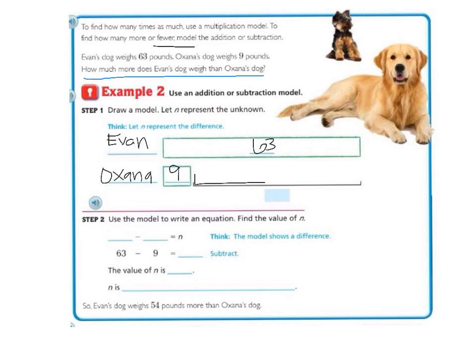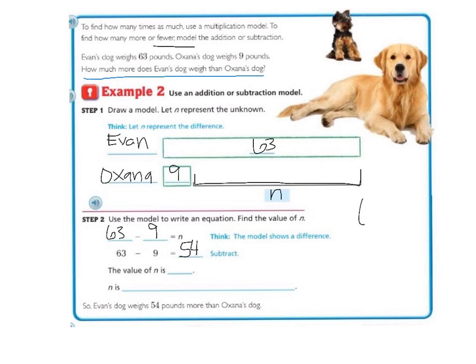And we want to know what the difference is. And we're going to call that n, because we don't know what it is. So in order to find the difference, we're going to subtract. So 63, Evan's dog, minus 9 for Oksana's dog, equals n, equals the difference. 63 minus 9 is 54.